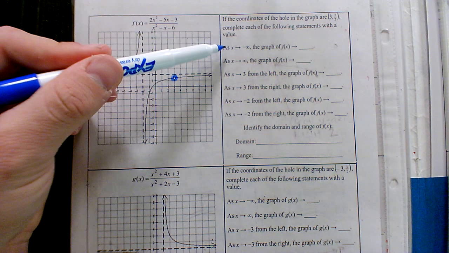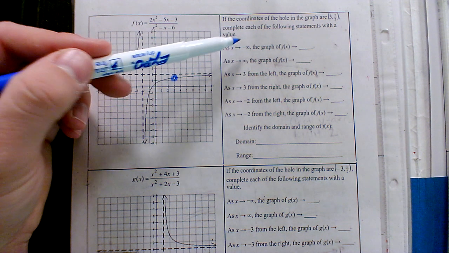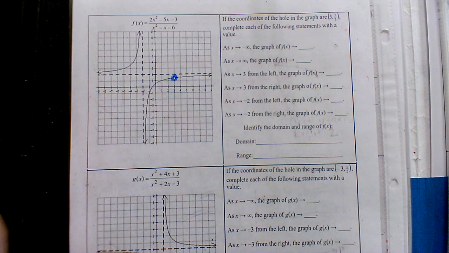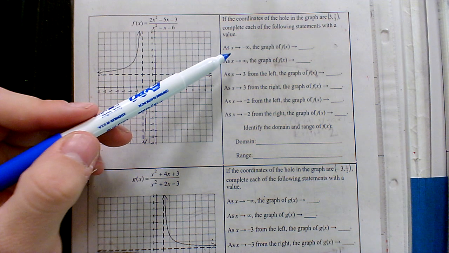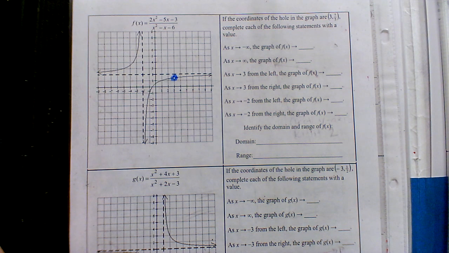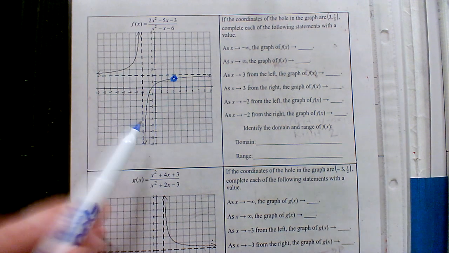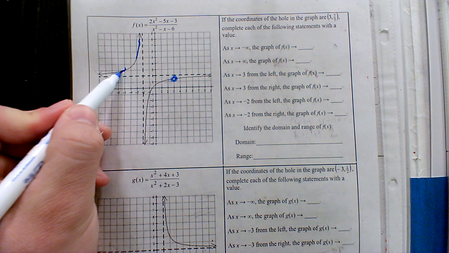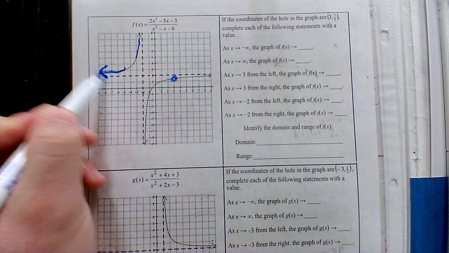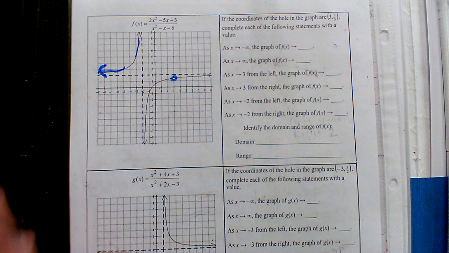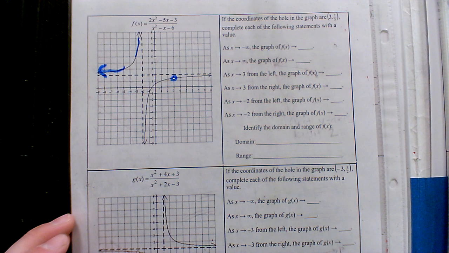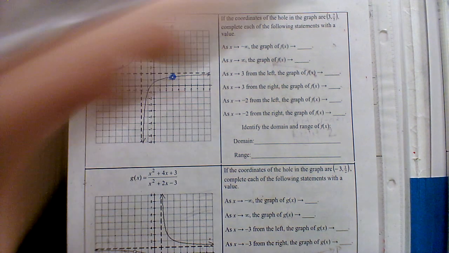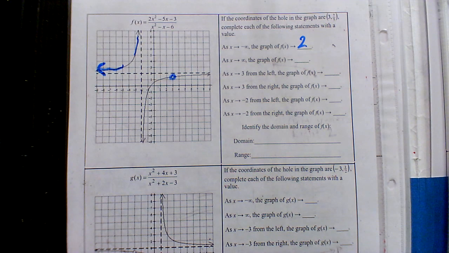The first one: as x approaches negative infinity, the graph of f of x approaches what? So as x goes towards negative infinity, the function goes towards what? Negative infinity, we're thinking about going to the left. So let's start with the left piece. We're going towards negative infinity. What y value does that approach? Ashlyn? 2. Okay.